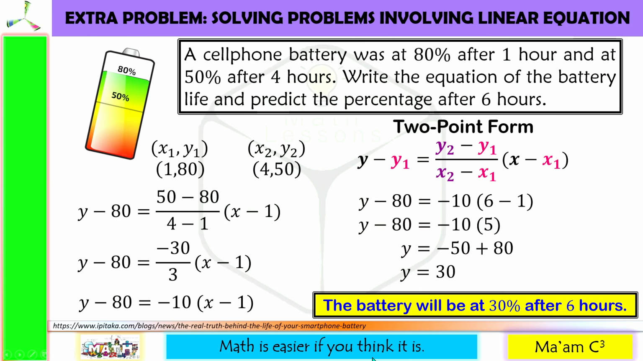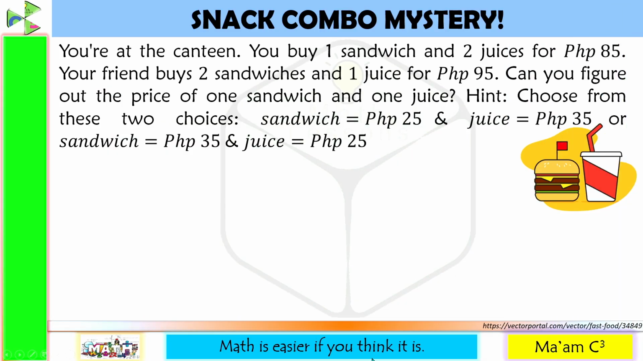Now, let's solve a mystery. Snack combo mystery. You're at the canteen, you buy one sandwich and two juices for 85 pesos. Your friend buys two sandwiches and one juice for 95 pesos. Can you figure out the price of one sandwich and one juice? Here's the hint. Choose from these two choices. The sandwich costs 25 pesos while the juice is 35 pesos, or the sandwich costs 35 pesos and the juice is 25 pesos. Let's see.